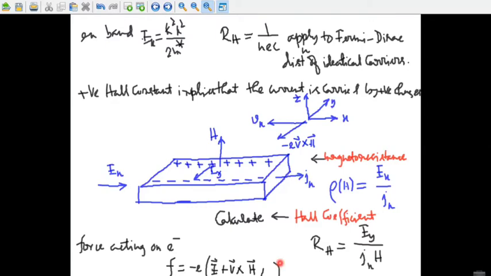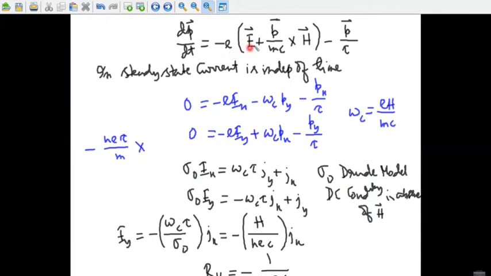plus v cross H upon c, and therefore the momentum per electron becomes dp/dt equals minus e times (E plus p upon mc cross H) minus p upon tau. In the steady state, the current is independent of time, and therefore px and py will satisfy dp/dt equals 0. This turns out to be minus eEx plus omega c py minus px upon tau, and likewise the same equation for Ey, where omega c is the cyclotron frequency, eH upon mc.